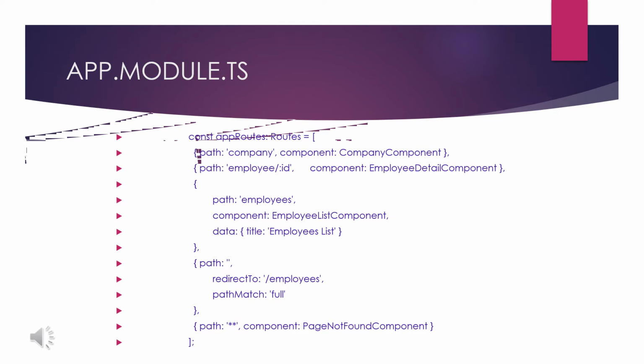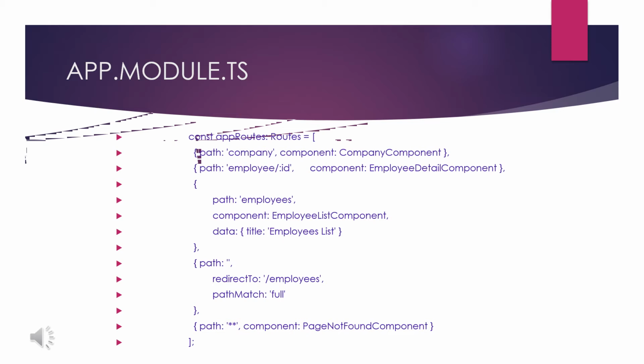This address will contain a slash, a colon and an ID. For example, I have an employee with ID 1. This employee ID 1 will be shown on the URL bar as employee slash 1. For this, the employee detail component will load with the first user's details only. If I give employee slash 2, the second user's details will be shown there. I will put together a project where I will explain how these things are working.